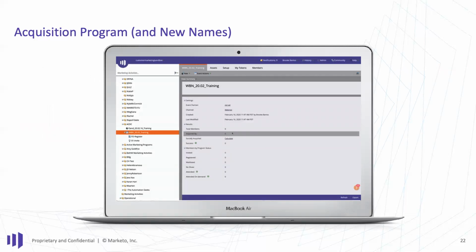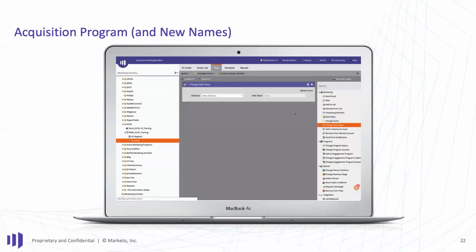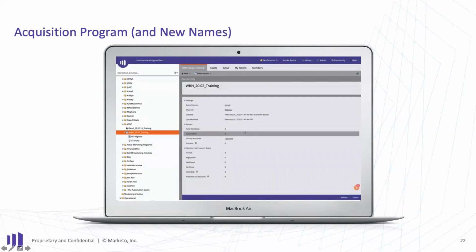Okay, so this is one of the big key ones, I think, that is a little bit more black box and maybe not quite as familiar for some end users, but they're going to be testing you on acquisition program and also on new names. So acquisition program has 3 different ways that it can be set. It is set automatically if someone submits their information through a landing page that is a local asset. So it doesn't matter where the form lives. It doesn't matter if it's a form that's local. What matters is it's a landing page that's local.